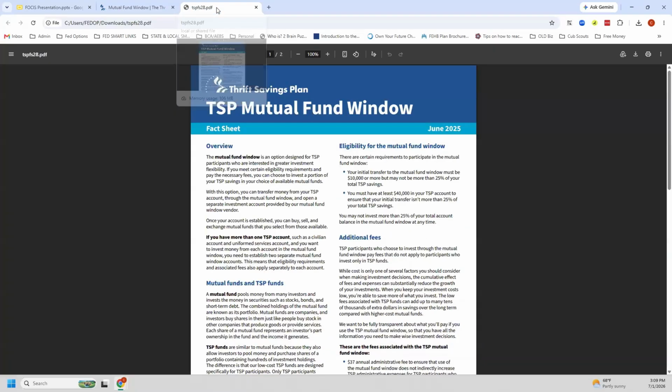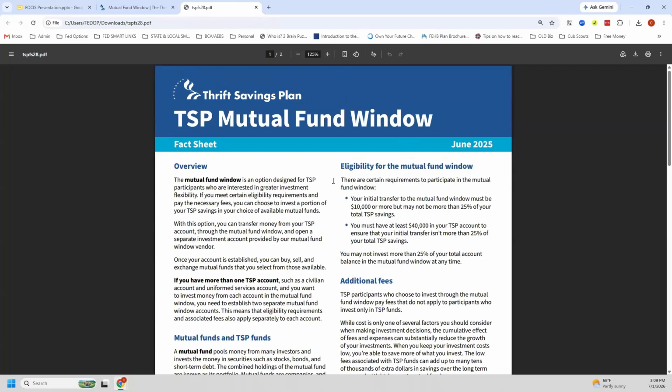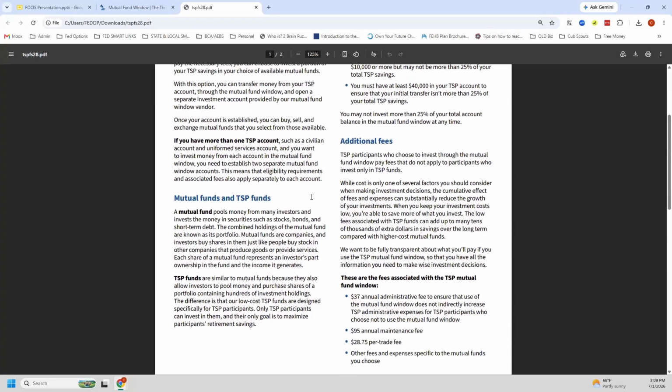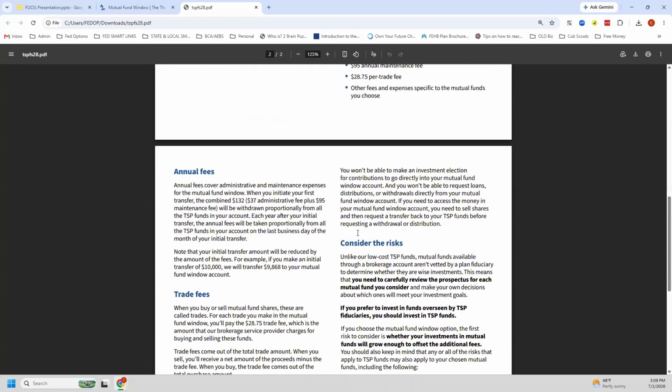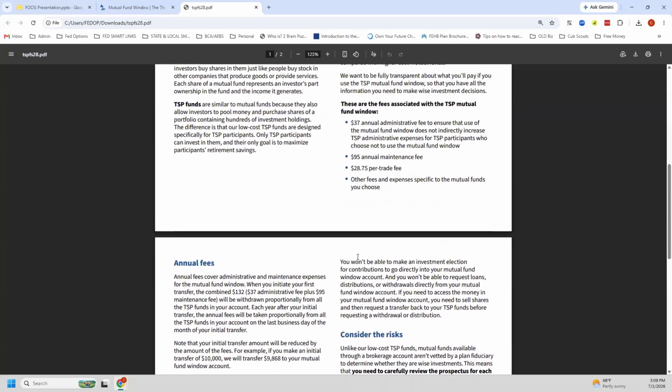When you are having an employee who's considering the mutual fund window, TSP has this publication about the mutual fund window. Again, it has all the information that we went over regarding what that looks like, the minimums, the maximums, the fees, and all of that, the risks to consider, how does it work. Everything like that is in this publication, but where it said that if there was any additional help, if this was too confusing for the employee, that they should reach out to a financial professional. And it kind of just gave you guys a foothold or a footstool, if you would.